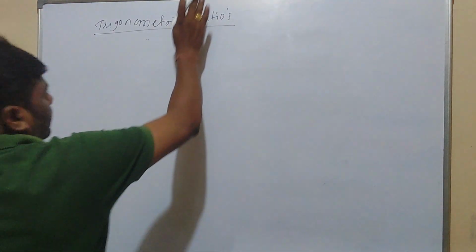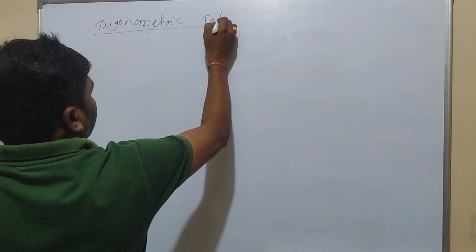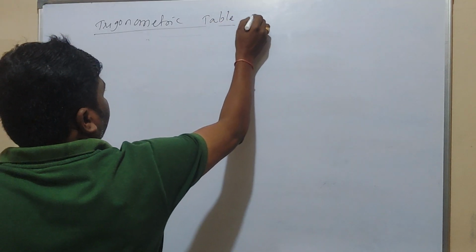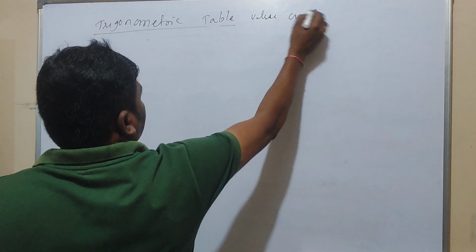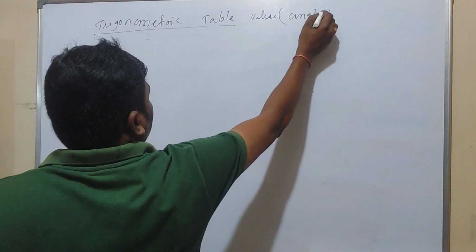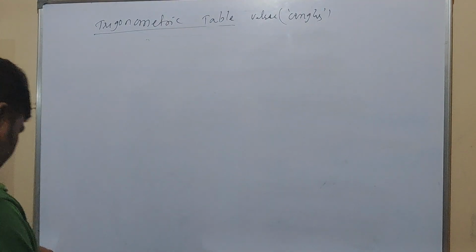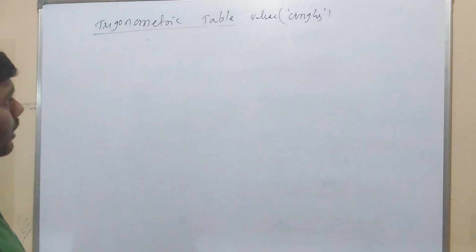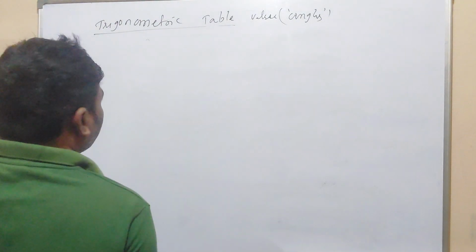Next, trigonometric table values. Table values means based on angles. Sin 0 is 0, sin 30 is 1 by 2, sin 45 is 1 by root 2, sin 60 is root 3 by 2, sin 90 is 1. I will explain the proof this way.